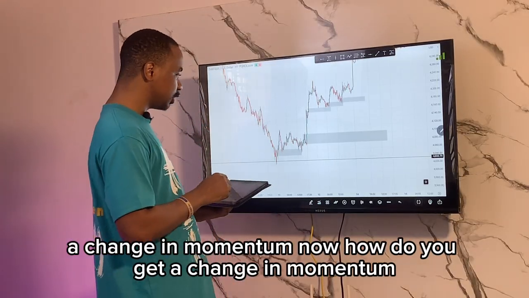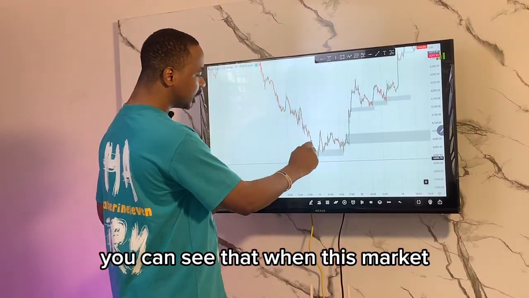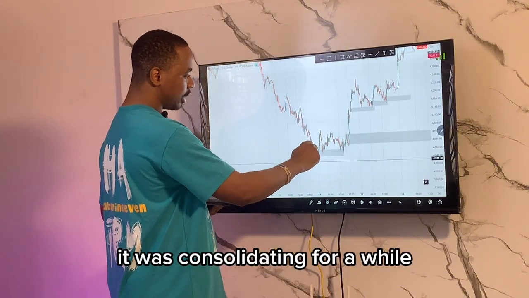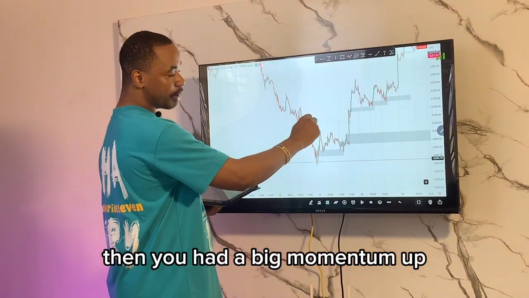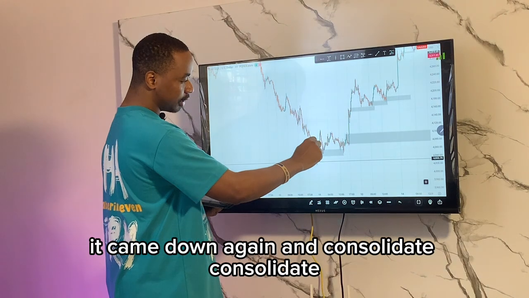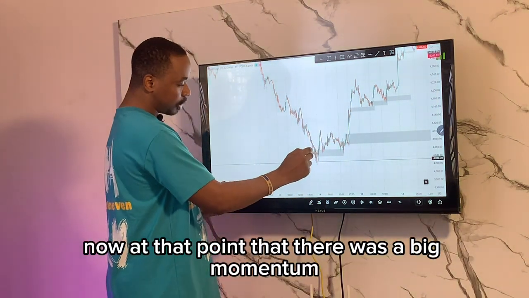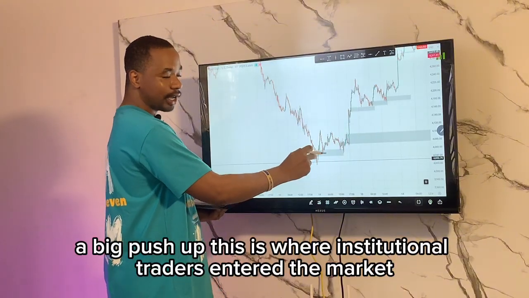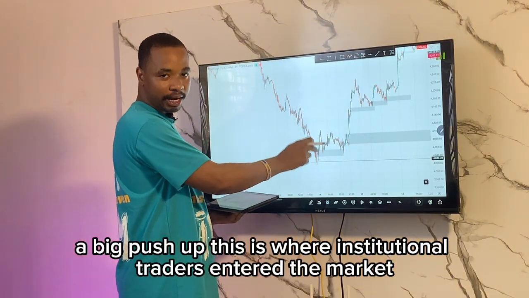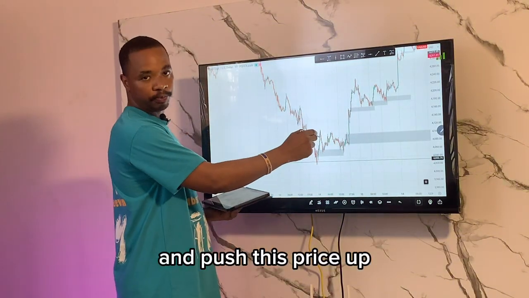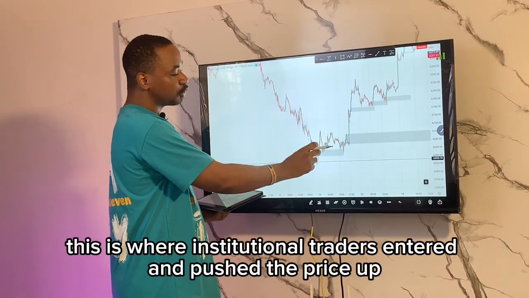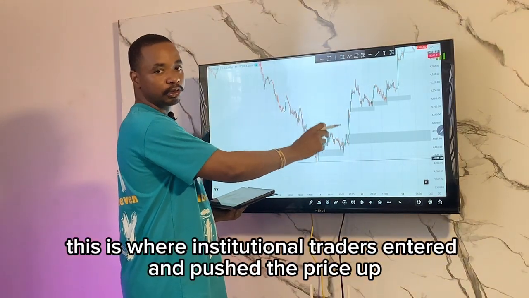Now, how do you get a change in momentum? You can see that when this market was consolidating for a while, then you had a big momentum up. It came down again and consolidated. Now, at that point that there was a big push up, this is where institutional traders entered the market and pushed this price up.